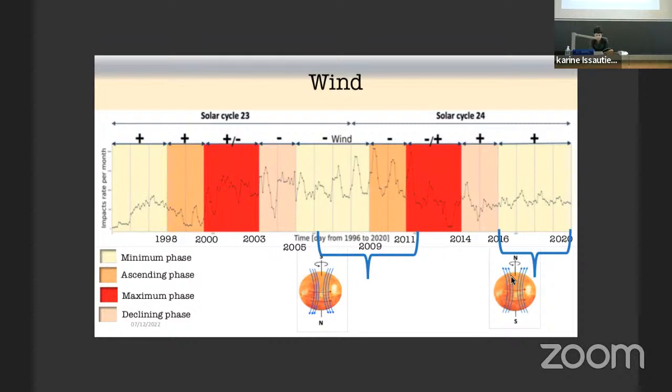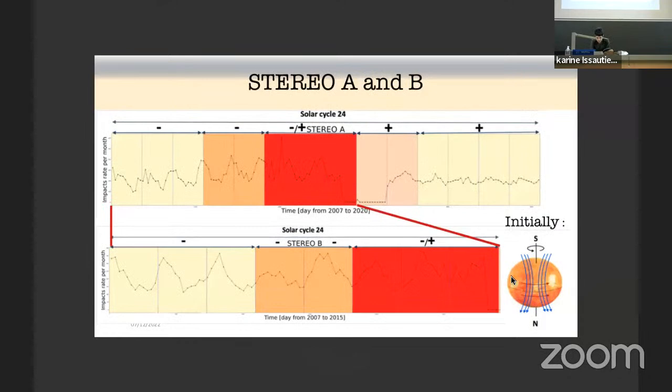So we checked the same thing on STEREO A and STEREO B. So here, STEREO A starts with this phase where the magnetic field lines are pointing southward. And so we see some nice modulations. After that, there is a gap in the data, but still after that, there are no modulations or only some random ones. And for STEREO B, unfortunately, we have data just till 2015. After that, we lost the connection with the satellite, but still some nice modulations can be seen from STEREO B until then.